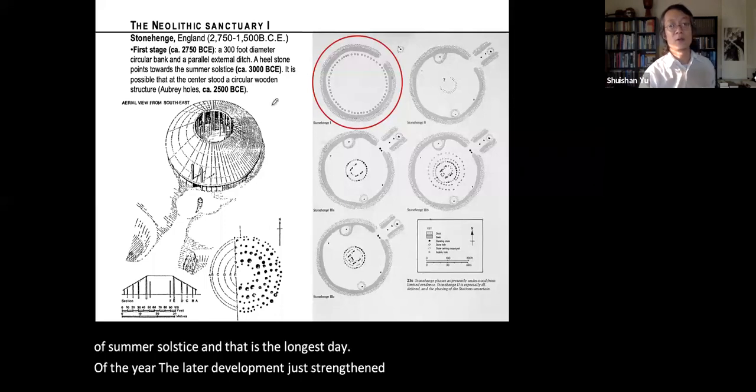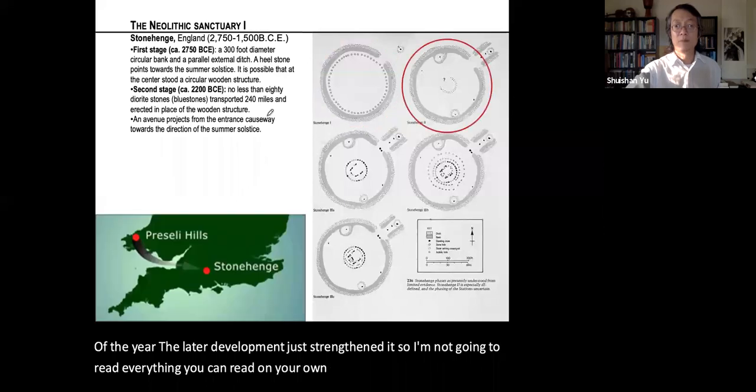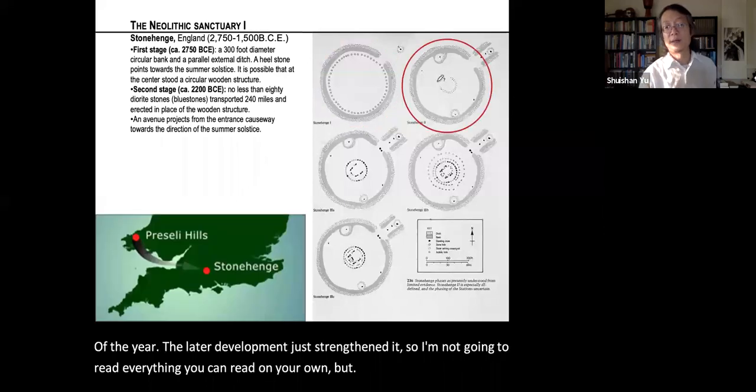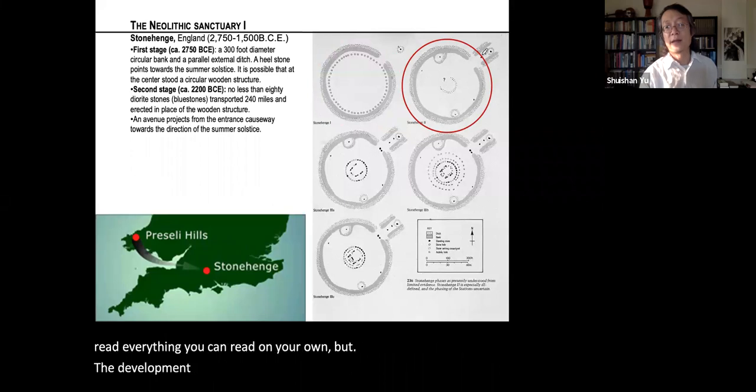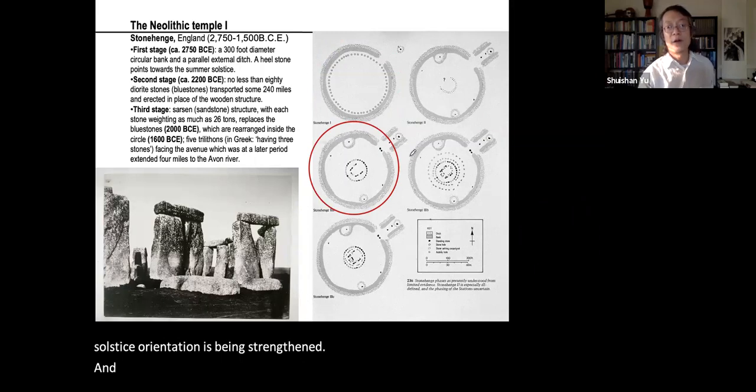So I'm not going to read everything. You can read on your own, but in the later development, the center is strengthened, and that summer solstice orientation is being strengthened. And eventually, bigger and bigger structures were established to mark that summer solstice.